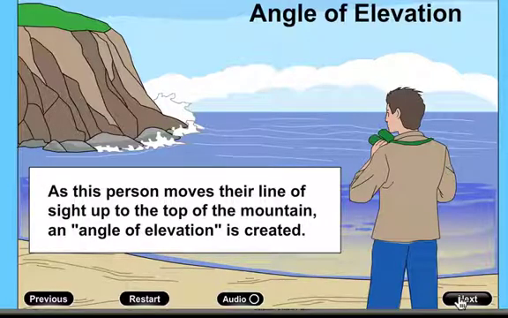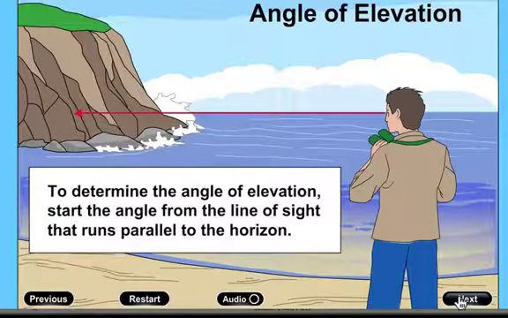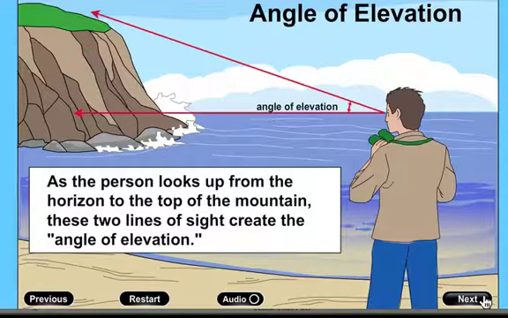As a person moves their line of sight up to the top of the mountain, an angle of elevation is created. If we take a look, this is the line of sight, and it's parallel to the horizon, or parallel to the ground. As a person looks up to the top of the mountain, there is an angle of elevation. So if there is an angle up from our line of sight, that's our angle of elevation.